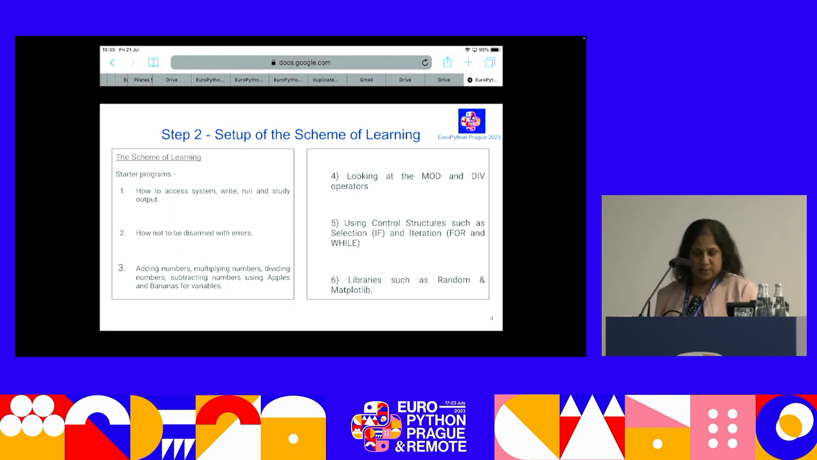And as the confidence of these young people grew, we delved deeper into coding by teaching them about functions, and we introduced them to libraries such as random and matplotlib. Now, to my astonishment, I discovered that I was learning just as much from my young charges as they were learning from me. Actually, I was learning more. And their fresh perspectives and their unique insights really opened my eyes to the elegance and power of this Python programming language.